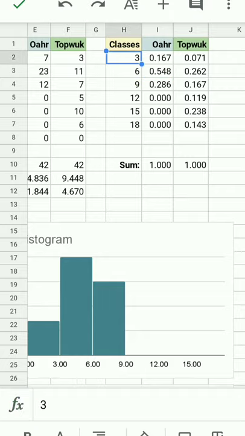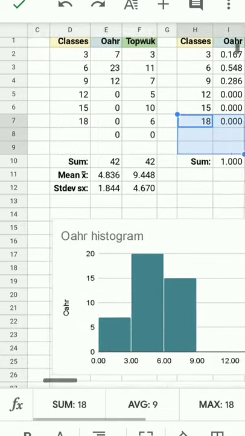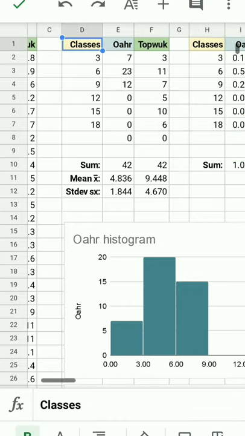My classes are 3 centimeters, 6 centimeters, 9 centimeters, 12, 15, and 18 centimeter lengths. And of course, how many leaves are within each of those intervals or classes. So that's 0 to 3. This would be from 3 to 6, but greater than 3 and less than or equal to 6.